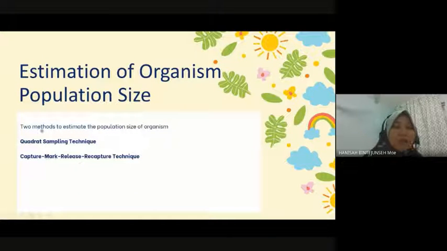So there are two methods to estimate populations. Actually, there are many methods, but two of them are the quadrat sampling technique, and the second one is the capture, mark, release, recapture technique. It's such a long name for a technique, but it actually tells you the whole process, what they actually do in this technique. So we're going to look at the first technique. What is quadrat sampling technique?